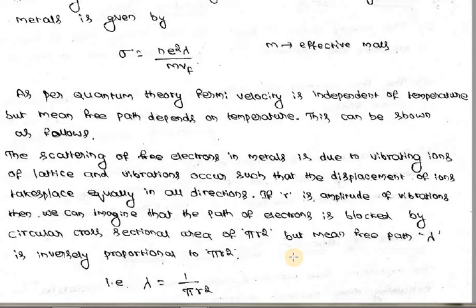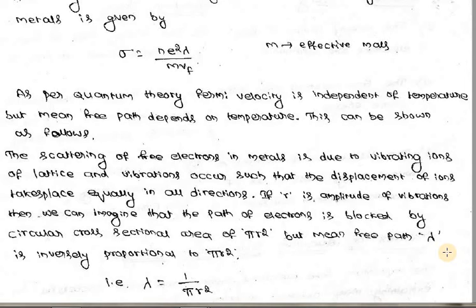So this atom blocks the movement of the electrons in the circular path. What disturbs the path of the moving electrons is this positive ion. As the temperature increases, the vibration of that positive ion increases, and it covers more and more circular area. So that's why the mean free path is reduced.